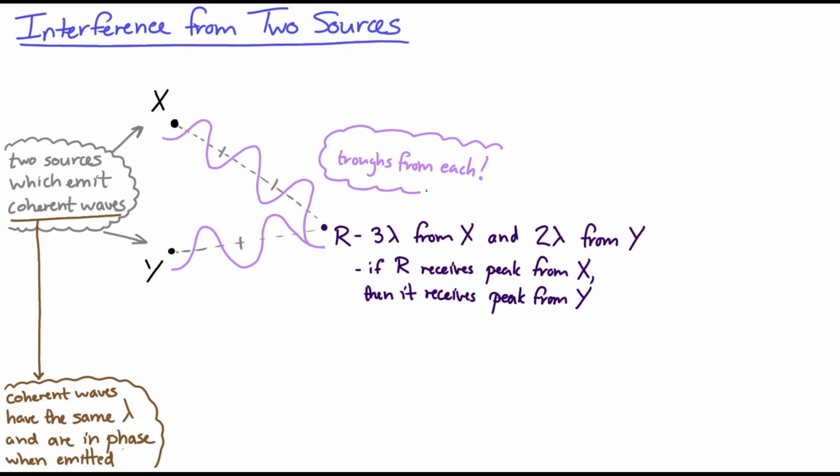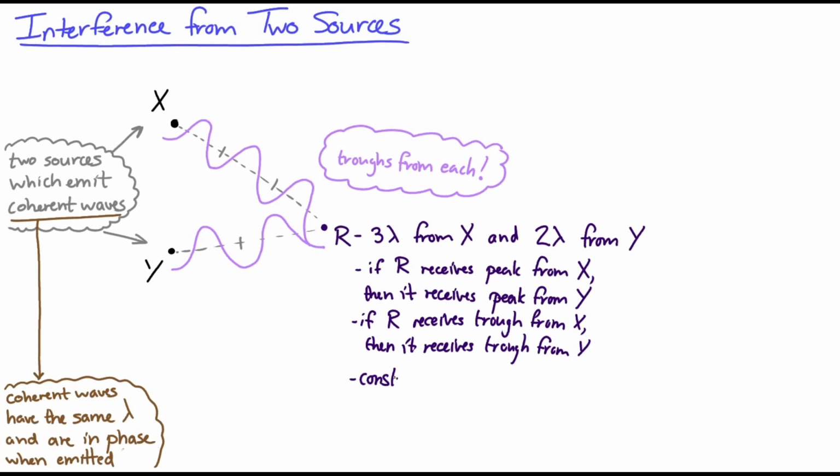The waves that arrive at R are going to be in phase no matter what, which means I'm going to get constructive interference at R. All right, let's keep going. Let's look at a point Q.